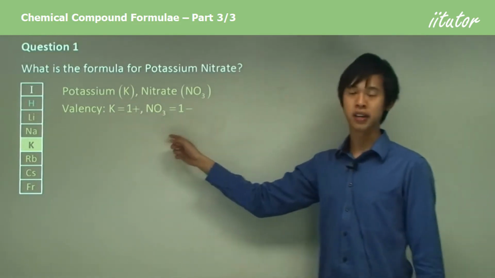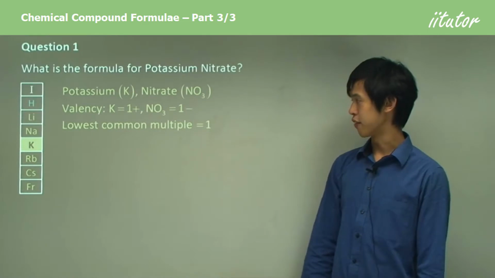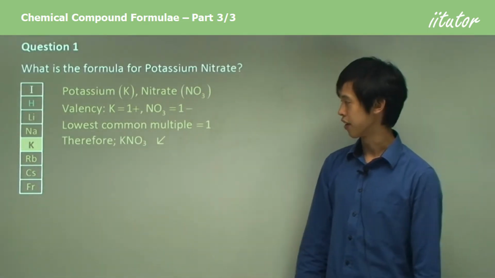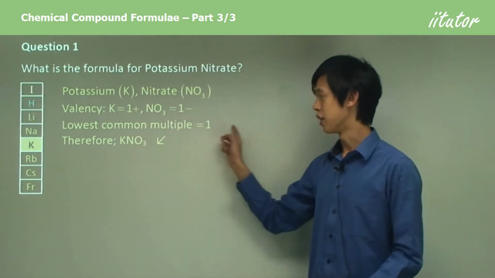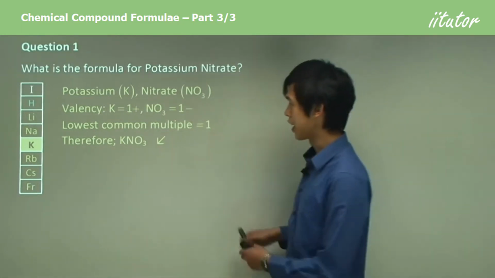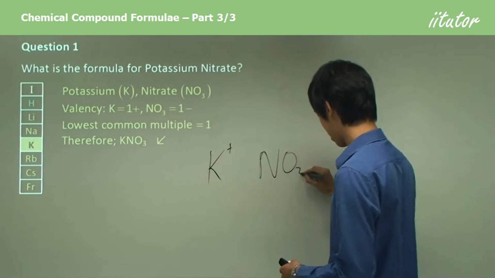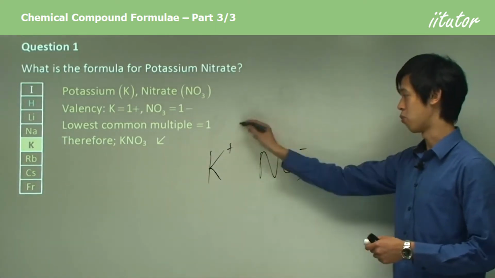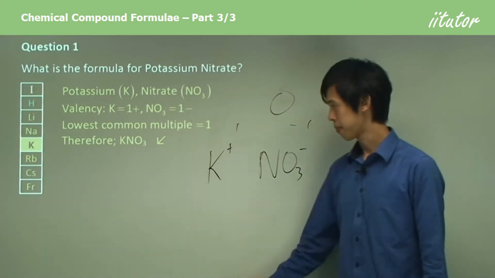And if you remember, nitrate has a 1- valency. Now, if you take the lowest common multiple, it's 1. Therefore, it'll just be KNO3, because they're both 1, and the lowest common multiple is 1. And if you put the K ion and the NO3 ion together, the charge balances out. You get 0. 1 minus 1 gives you 0. Okay?